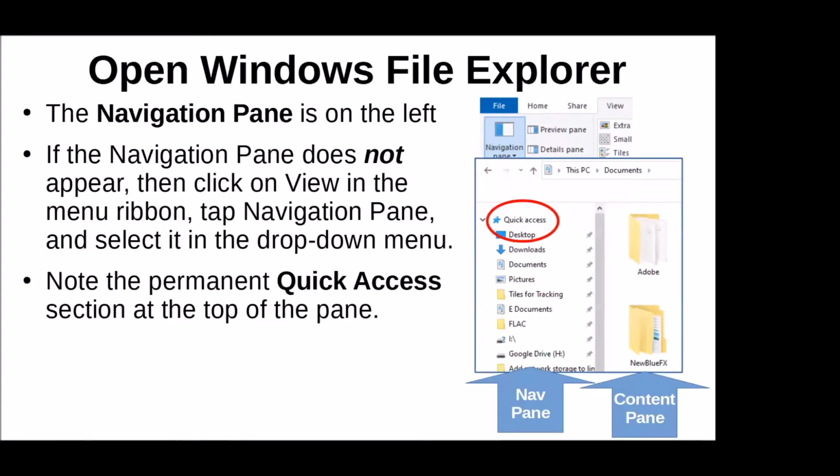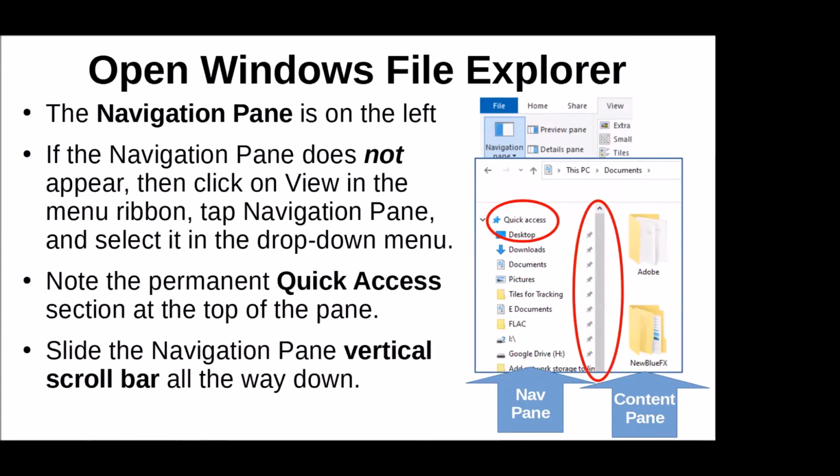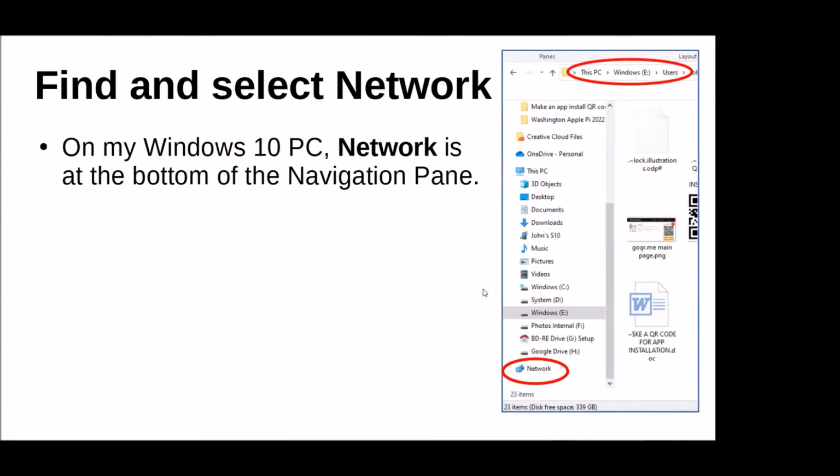And once you do that, you will see the nav pane on the left and the content pane on the right, like I've indicated here. And at the very top, there's a heading called Quick Access in the navigation pane. Slide the navigation pane vertical scroll bar, which I circled here, all the way down to the bottom. And on my Windows 10 PC, network is at the very bottom of the navigation pane.